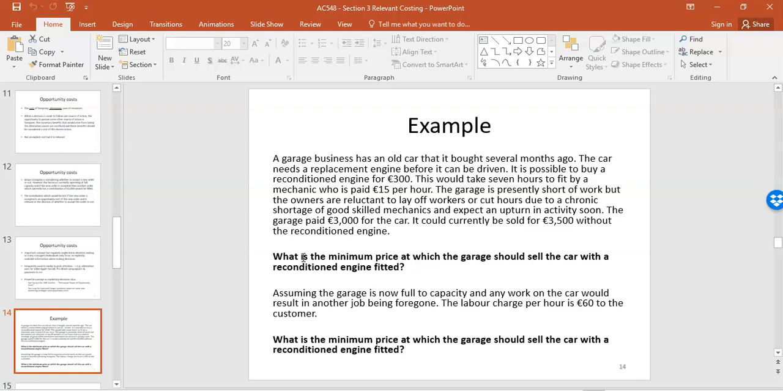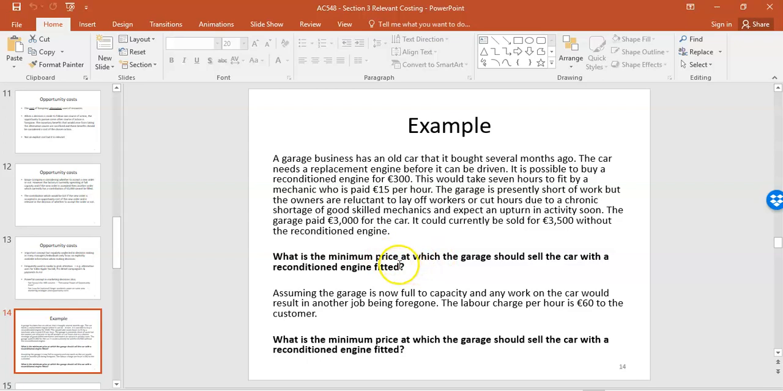We're asking, what's the minimum price at which the garage should sell the car with a reconditioned engine fitted? The minimum price. It's not to say they want to sell it, but what's the bare minimum they look for? So pause it a second and see can you do some numbers out and try and work through your logic as to, am I happy with that as a minimum price?